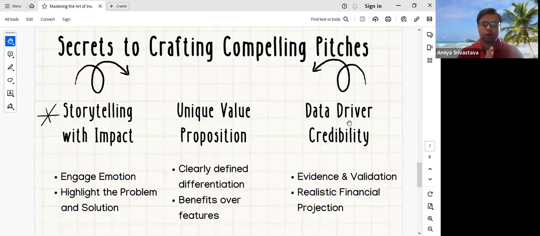Okay, now crafting compelling pitches. There are 3 things that we have to really focus on. The first thing, storytelling. Now, we talk about the problem, we talk about the solution, we talk about a lot of different things, but how does it impact people? Are people going to relate to all of what you are doing? So your storytelling is extremely important.